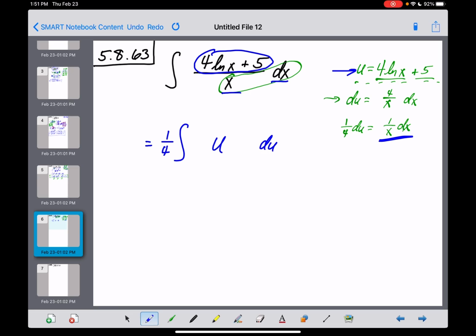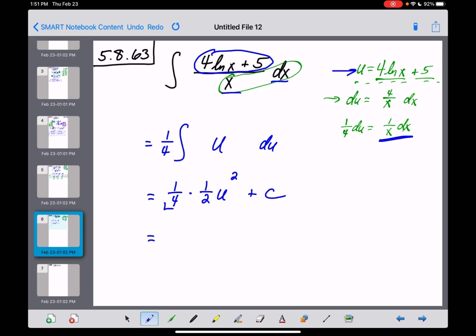So I think that's actually where we're at, and it's not going to be too bad. We've got a 1/4 here, and then multiplied by, we have a u, raise the power by 1, so that's 2, and then divide by that 2, so that'll put a 1/2 out in front, and a plus c at the end of all that.